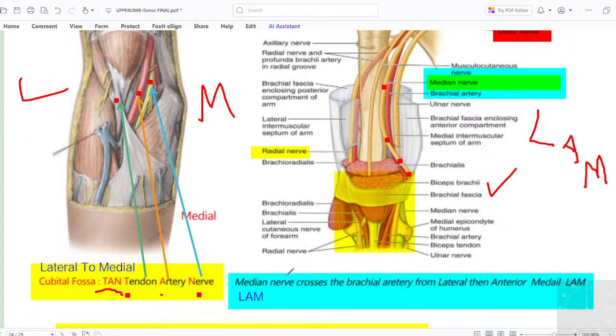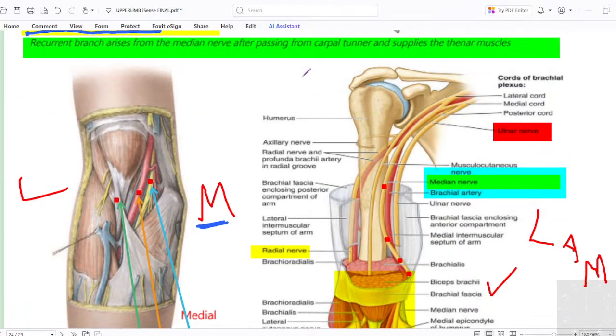You can see this is the cubital fossa. This is the medial side, the lateral side, from medial to lateral. This is the median nerve, always remaining medially.